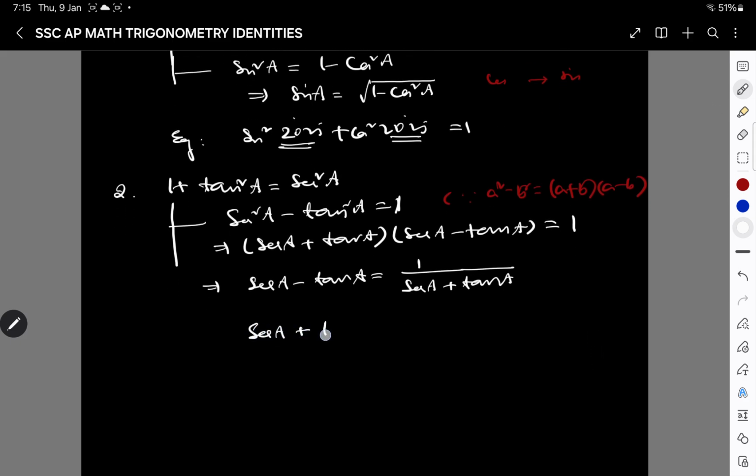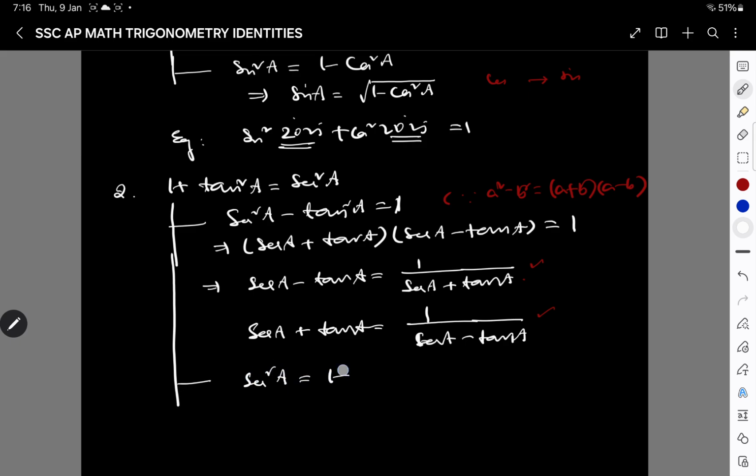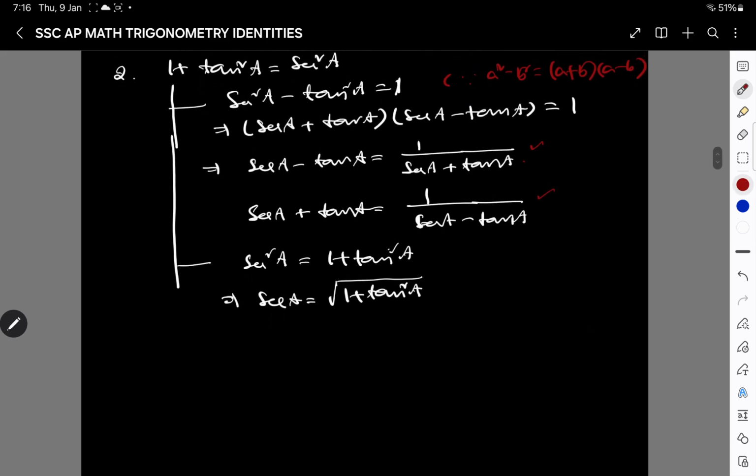Also, secant A plus tan A is equal to 1 by secant A minus tan A. So now you see, if secant plus tan is given, you can find secant minus tan. If secant minus tan is given, you can find secant plus tan. These are two identities. Next, as usual, you have secant square A is equal to 1 plus tan square A, this implies you can find secant A as square root of 1 plus tan square A. So given tan, you can find secant.